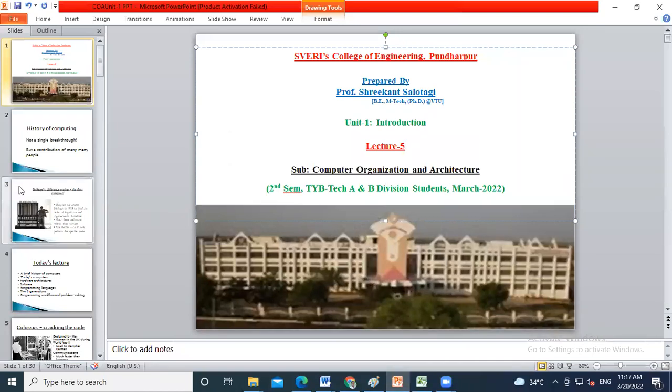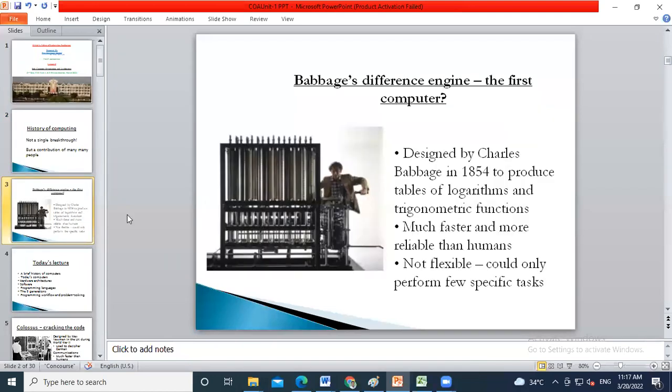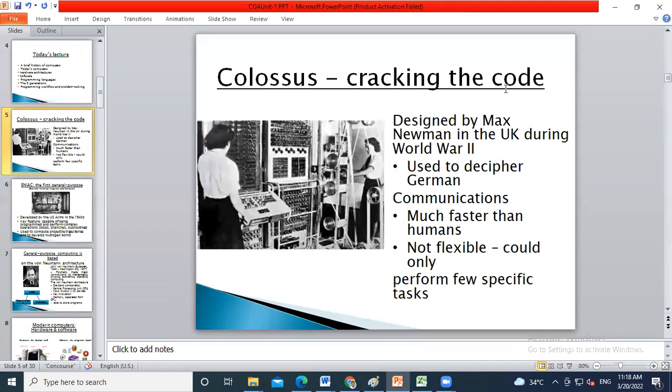So this is a lecture. What will we do? See here, history of computing. In the last lecture we have studied this, just go through it. Under the history, the first one comes in the year 1954, where the beginnings of computer history started, that is Babbage's engine. After that, we covered in the last lecture these topics: brief history of computers, hardware architecture, software, programming languages, and the five generations.